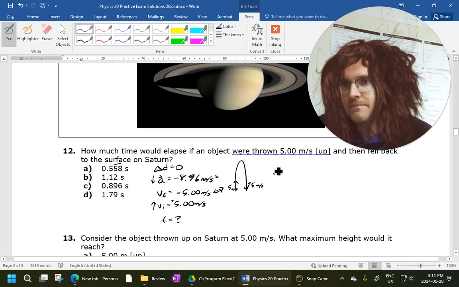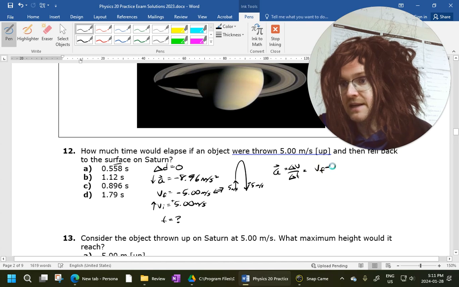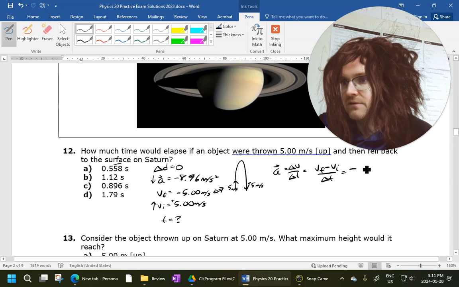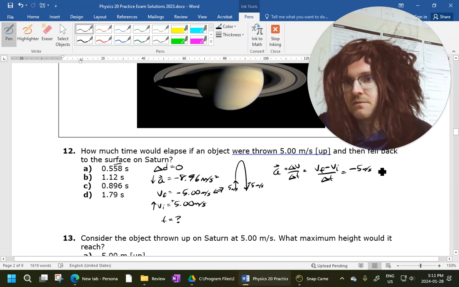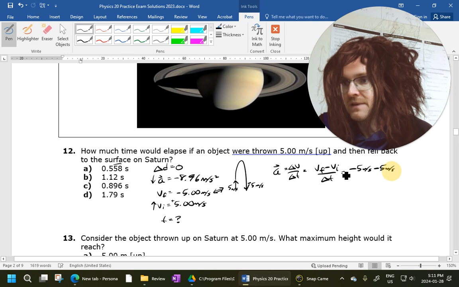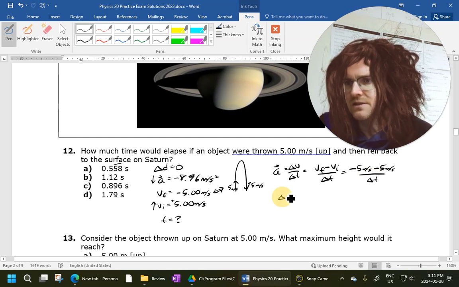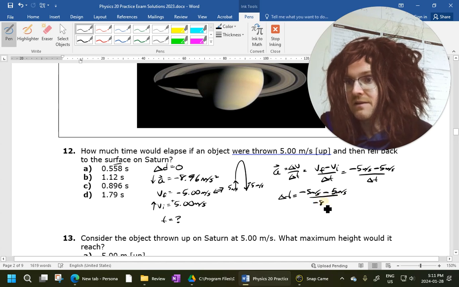So let's pick one here. Let's say a. Let's do delta v over t. Remember, delta v stands for final minus initial. We have our final, negative 5. We have our initial, plus 5. So I'm going to minus a positive number, so I have two negatives there. So it's not going to be 0, which is nice. And we're going to divide by delta t, which we don't have. So actually I have to rearrange for delta t. So it's going to be negative 5 meters per second, minus 5 meters per second, divided by a, negative 8.96 meters per second squared.